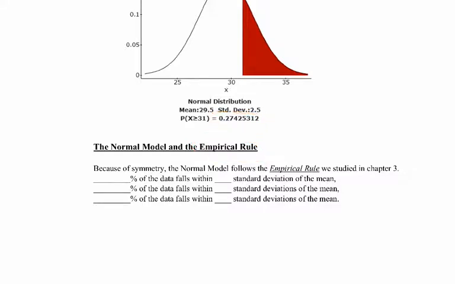Let me remind you of what the empirical rule said. It said that 68% of the data falls within 1 standard deviation of the mean.